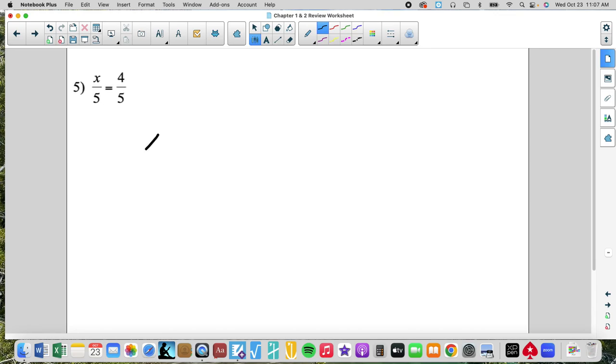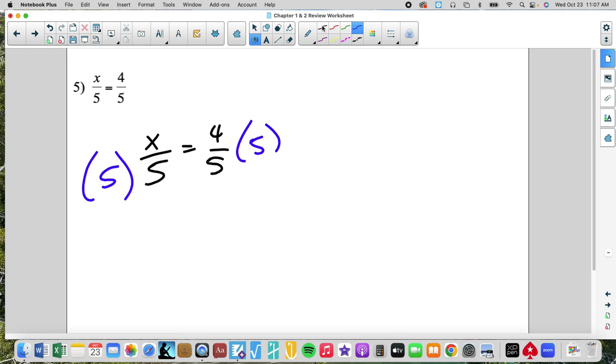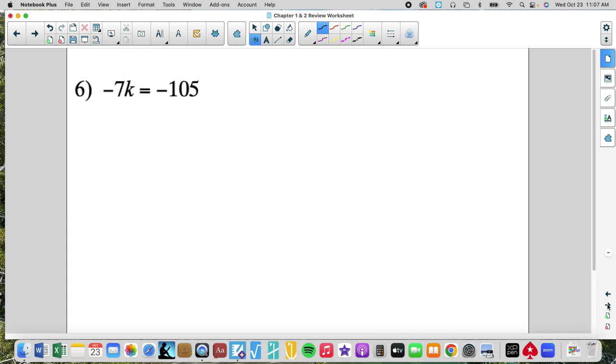We have the problem x over 5 equals 4 over 5. We can multiply. Gets rid of that 5 in the denominator. This 5 in the numerator cancels with that 5 in the denominator, and we get x equals 4.